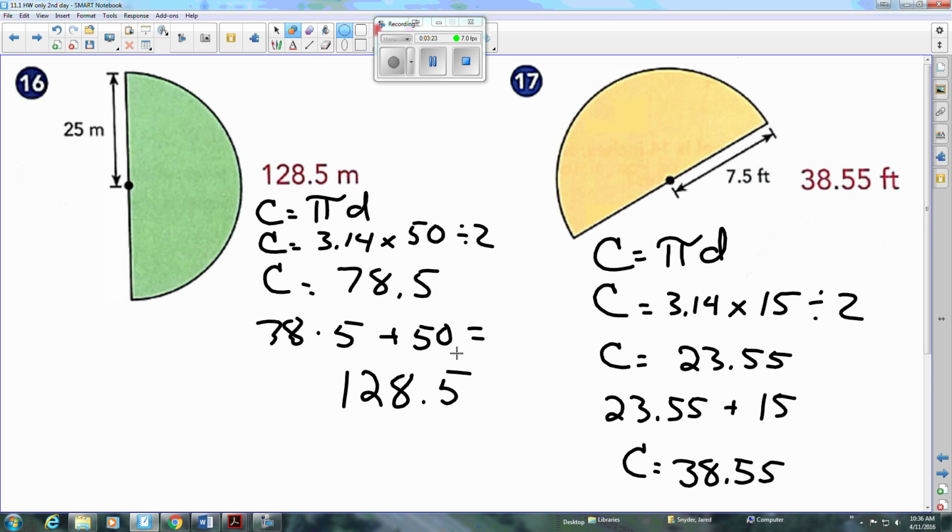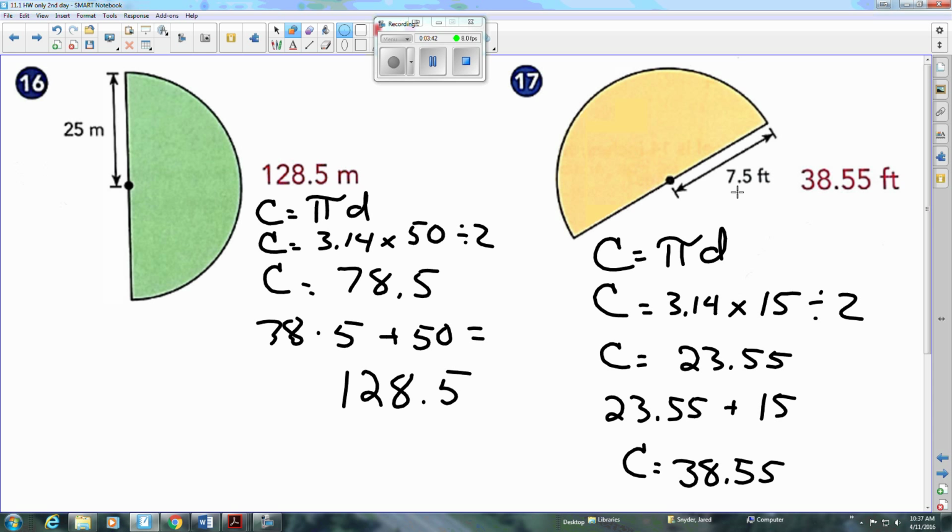Same idea here, except for the fact that they gave us the radius. You'd have to double it up. So it's 50 times 3.14 divided by 2. Gives you 78.5. Then we add 50 on, because this is 25, and this right here would be 25. So that gives you 128 and 5/10.